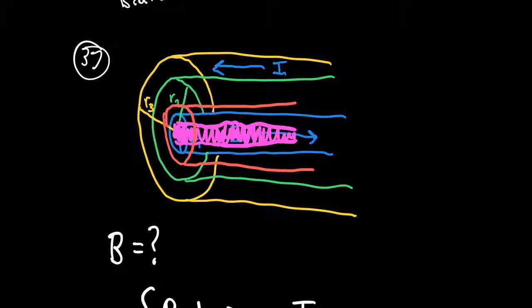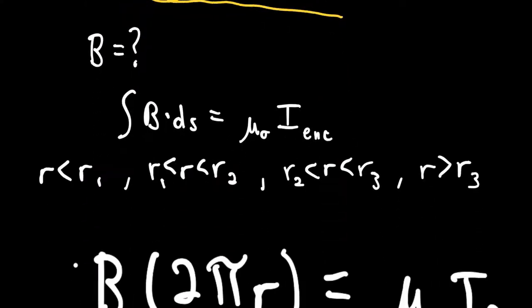Purple is for the first part, red is for the second part. How much current am I enclosing inside of this red tube? All of this blue wire. How much current is in the blue wire? I. How much current is in between the blue and the green? Nothing. So how much current is enclosed? I. So what's I enclosed? I.